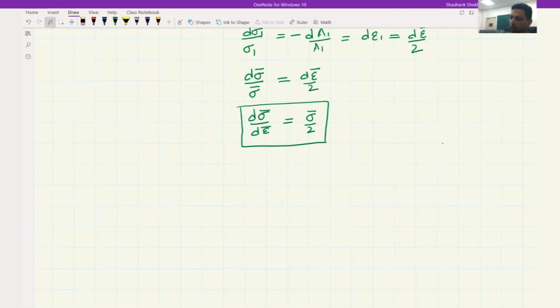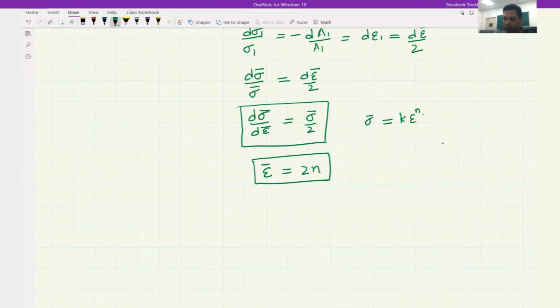And now if you put sigma bar equal to k epsilon bar to the power n, what you would get is epsilon bar is equal to 2n. So in this particular case, you would get a uniform elongation to a much larger strain value. This is what this relation is telling us. In fact, it will be twice of what you would get in uniaxial stress condition.